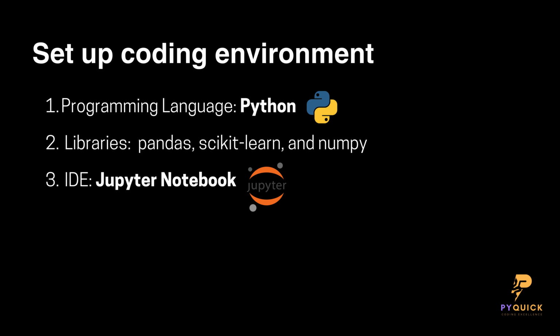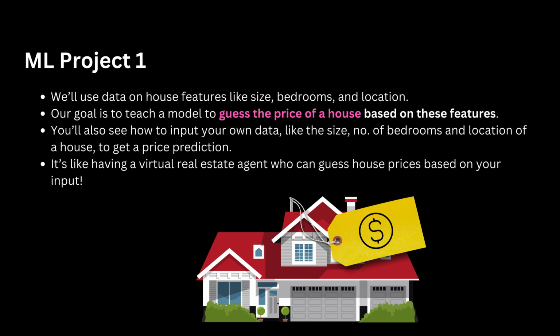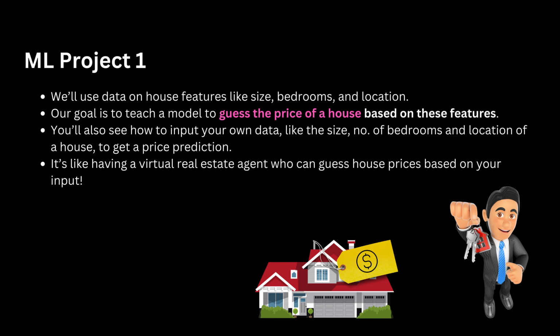For our code editor, we'll use Jupyter Notebook, which is great for Python development. Today, we're diving into machine learning to predict house prices using data. We'll train a model with features like size, bedrooms, and location to make accurate price predictions. Plus, you'll see how you can input your own data to get personalized predictions. It's like having a virtual real estate agent who can guess house prices based on your input.